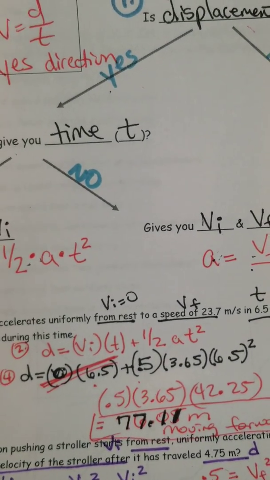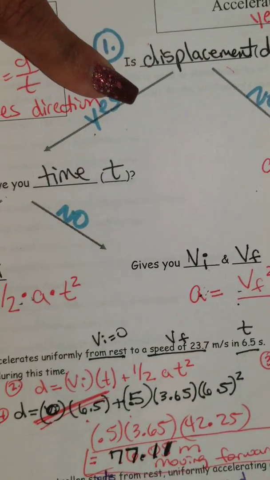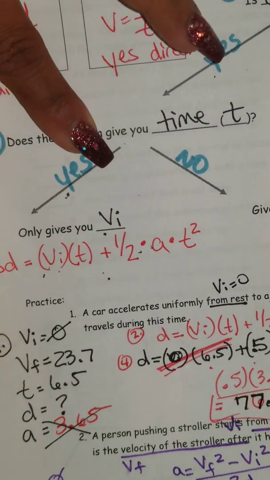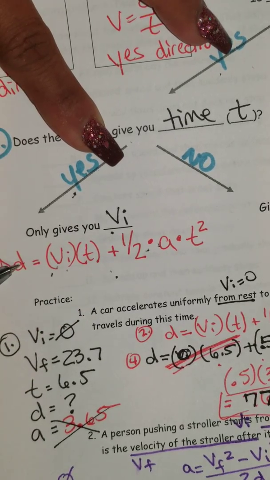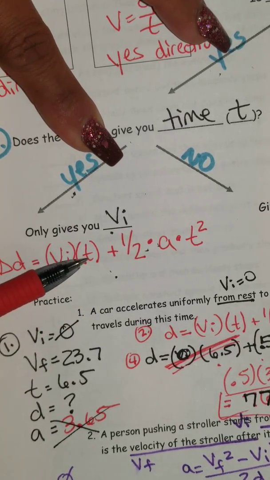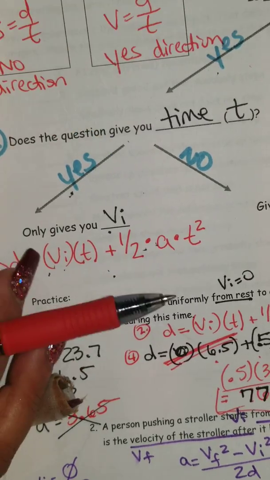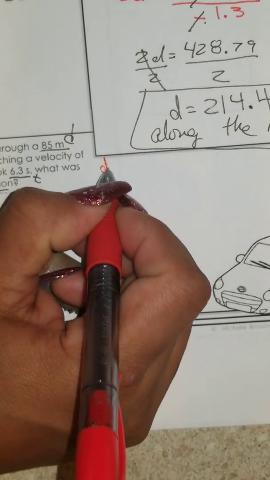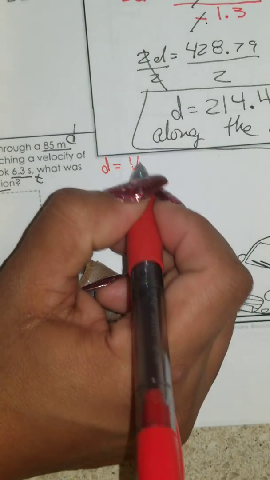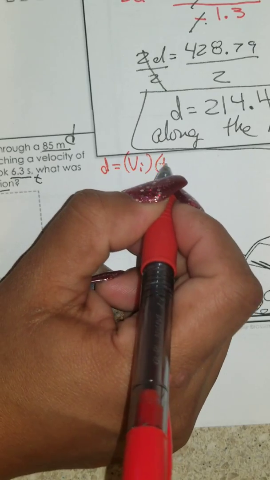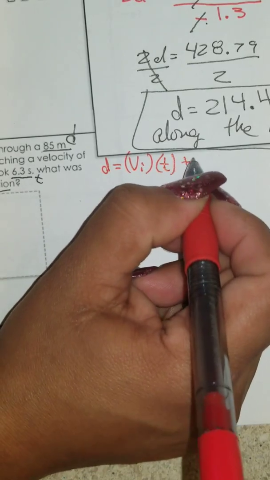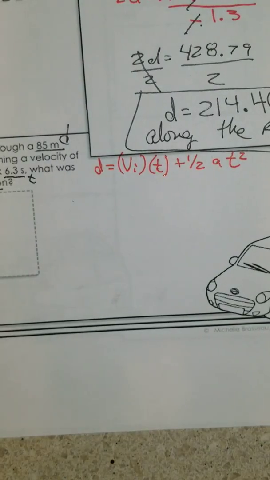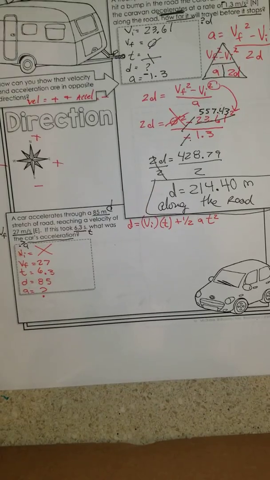Was displacement or distance ever given to us? Yes, it was. Next question is, was time ever given to us? Yes, it was. So here's my equation they gave me. D equals VI times T plus 1/2 AT squared. That's the route they want us to go. Now let's look at what we do have, or what was given to us.